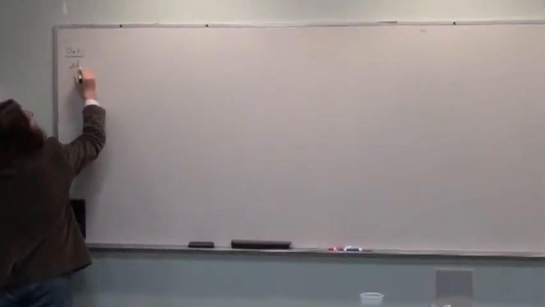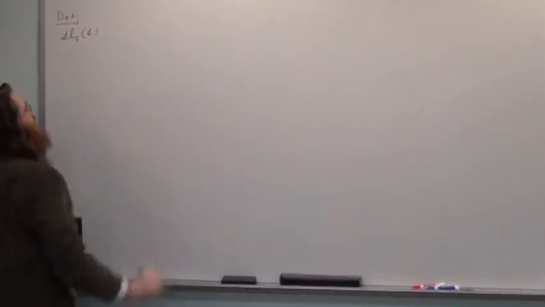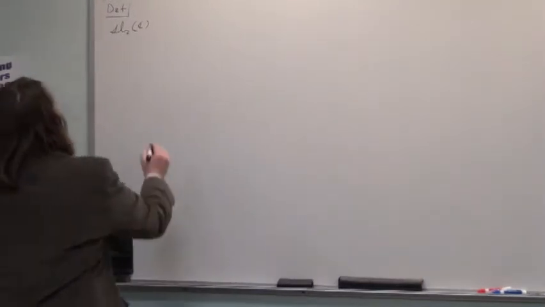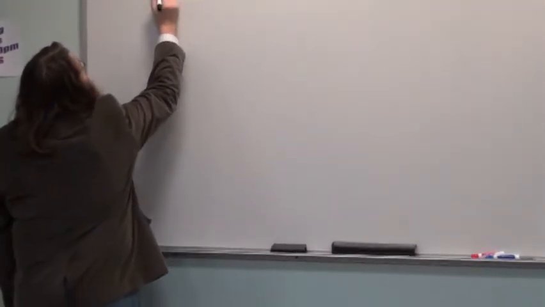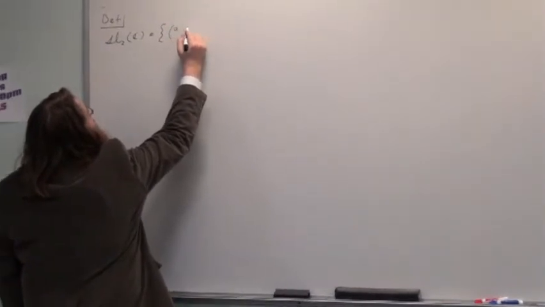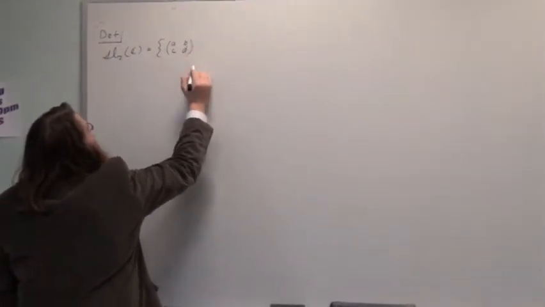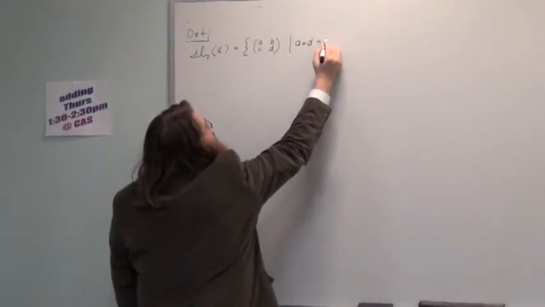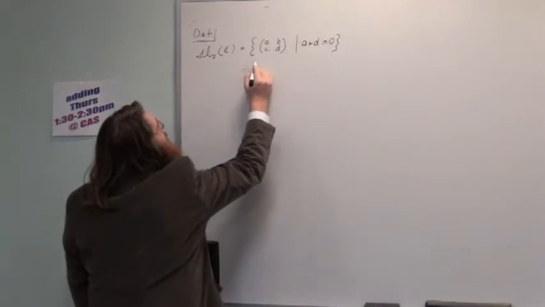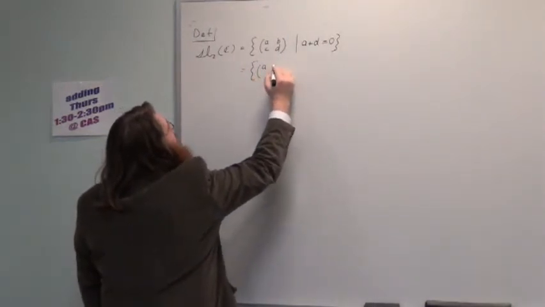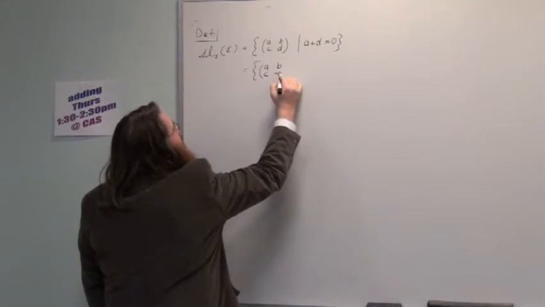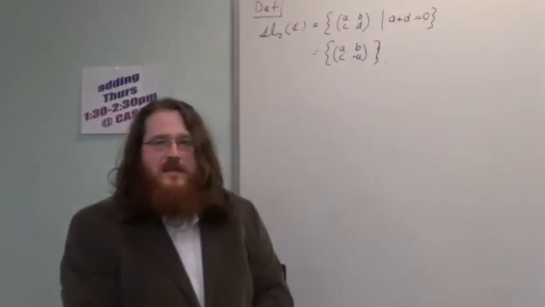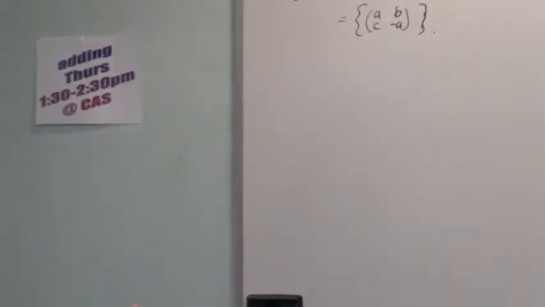So SL2, and we usually put C here, or you can talk about R, whether it's over complex numbers or real numbers, is the set of all matrices A, B, C, and D, with the condition that A plus D has to be 0. So really we could rewrite this as all matrices A, B, C, minus A, and there's no other conditions. So the trace, or the sum of diagonal elements, has to be 0.